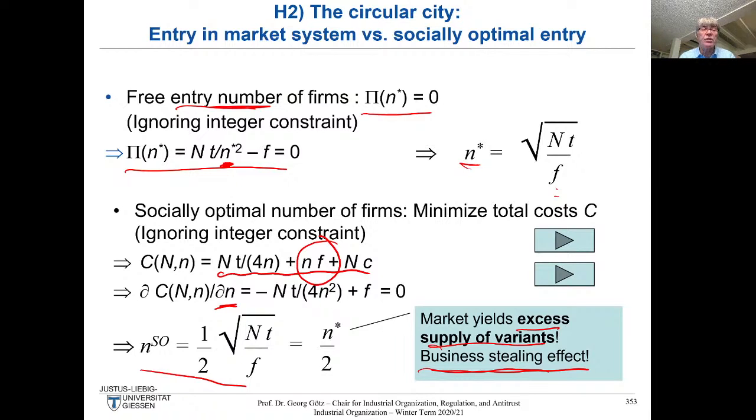Of course, as always, if you play around with certain assumptions of this circle model here, with the transport cost function, with the distribution of consumers, with no price competition, you might get different results, but I leave that as an exercise here.